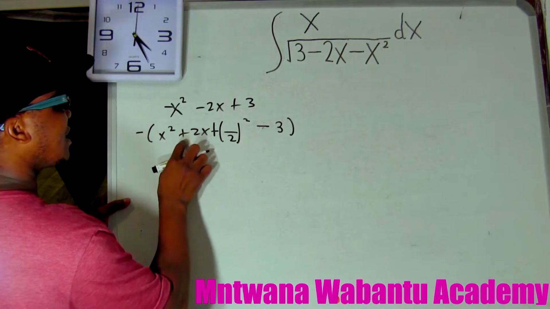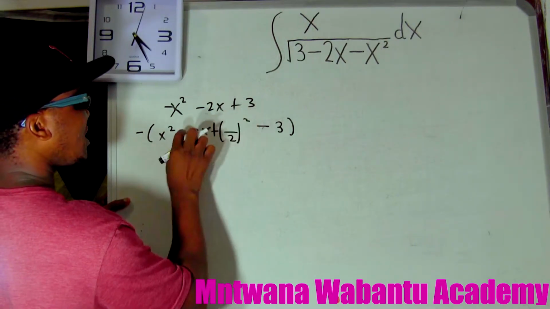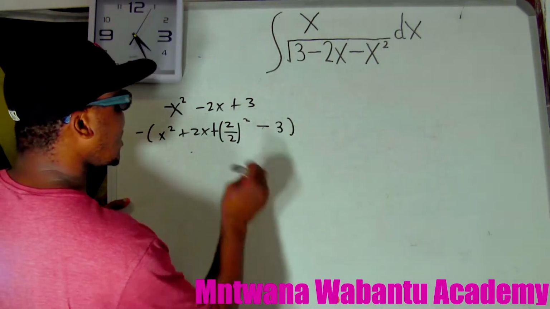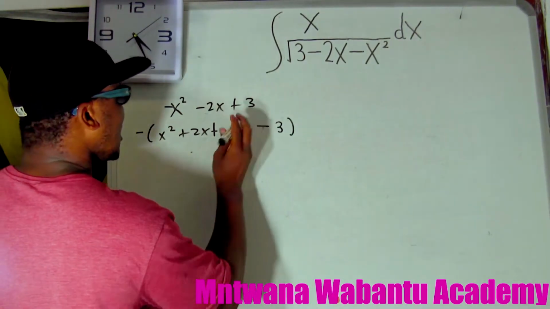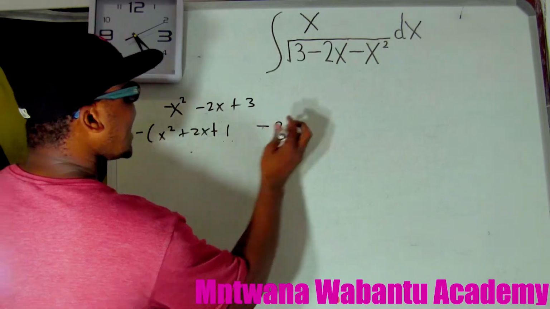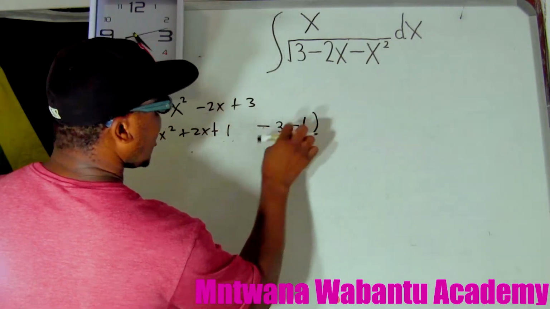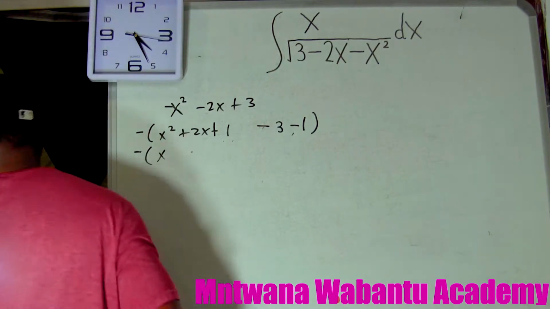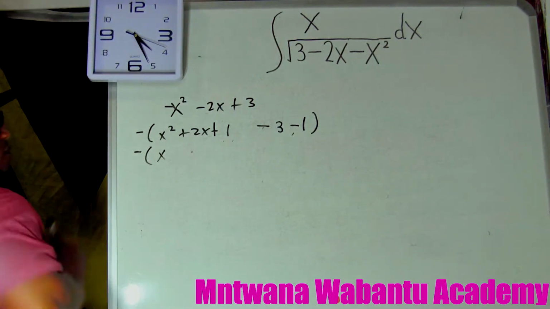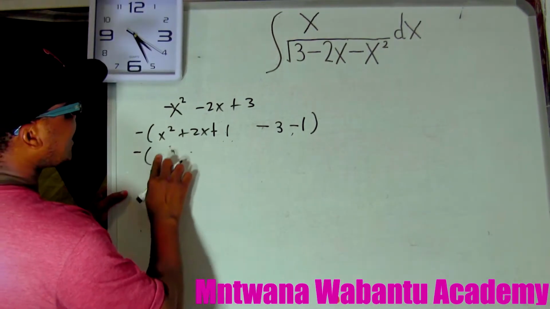So what is this number? We plug in the number, which is positive 2. 2 divided by 2 equals 1, and 1 squared equals 1. So all these numbers become 1. Whatever you add here, you must subtract on this group, so this becomes negative. x squared. But this is completing the square.